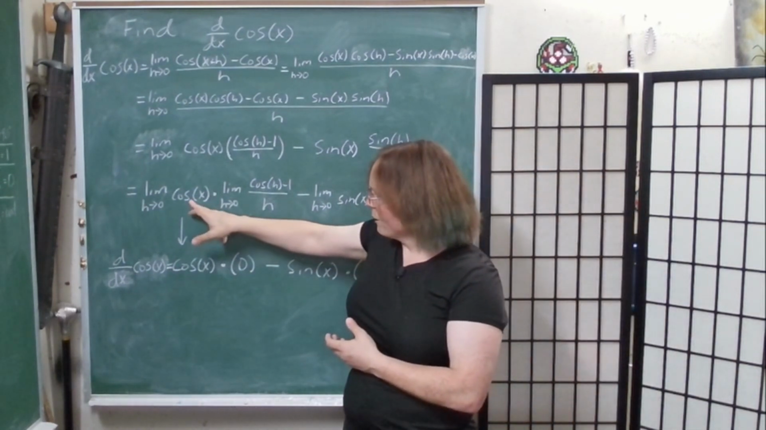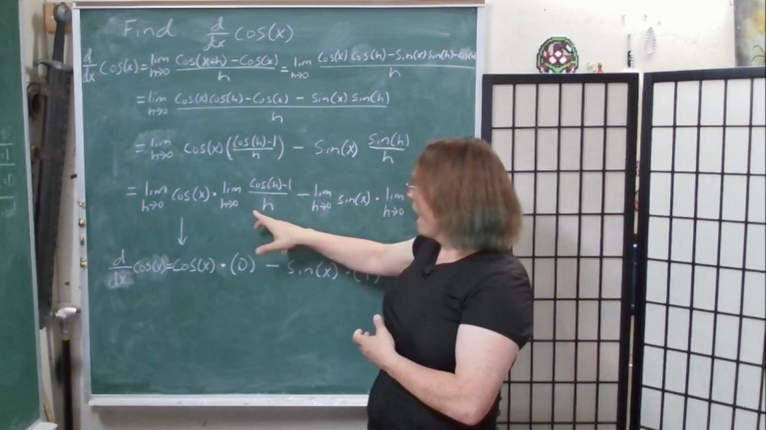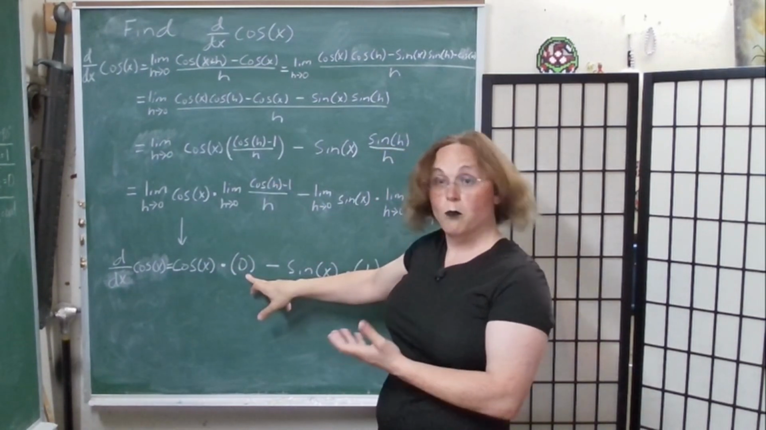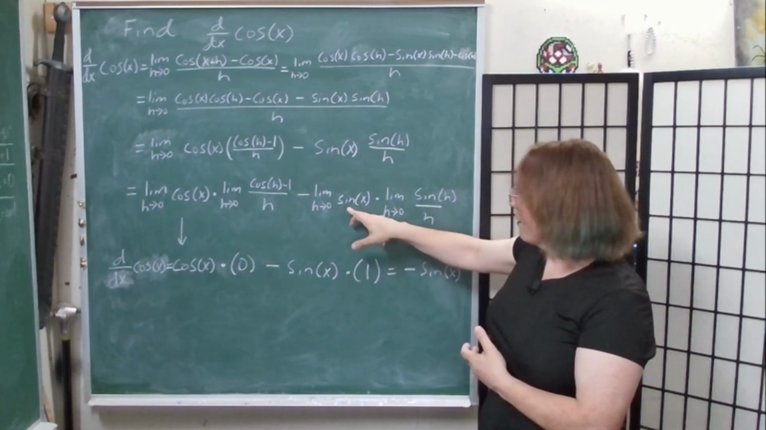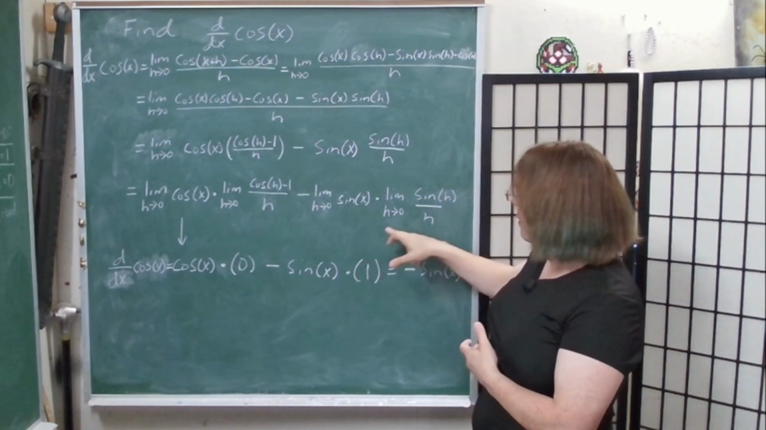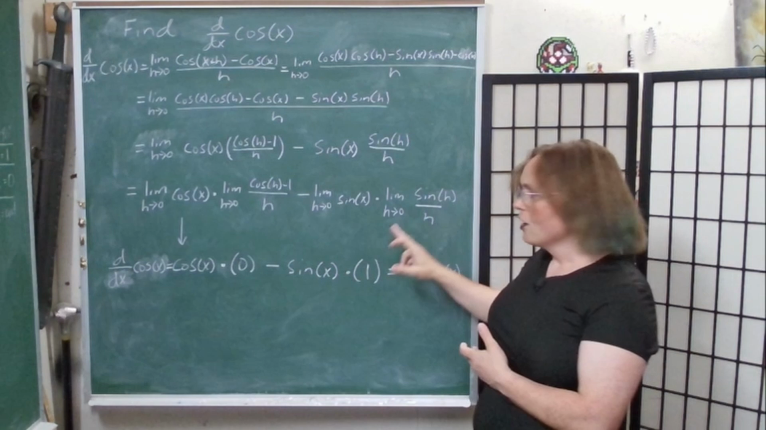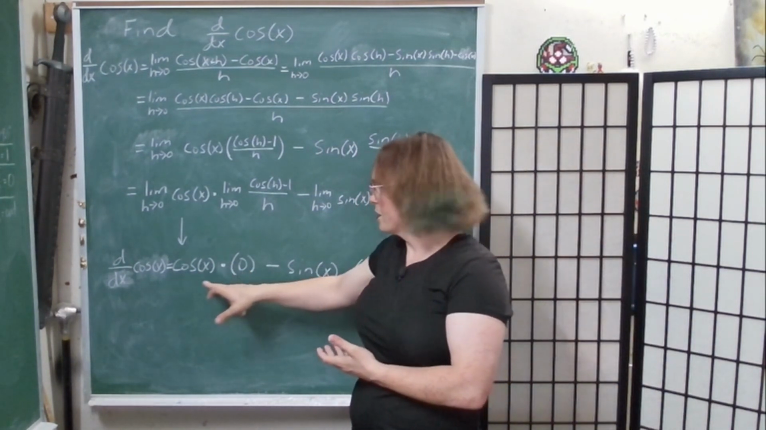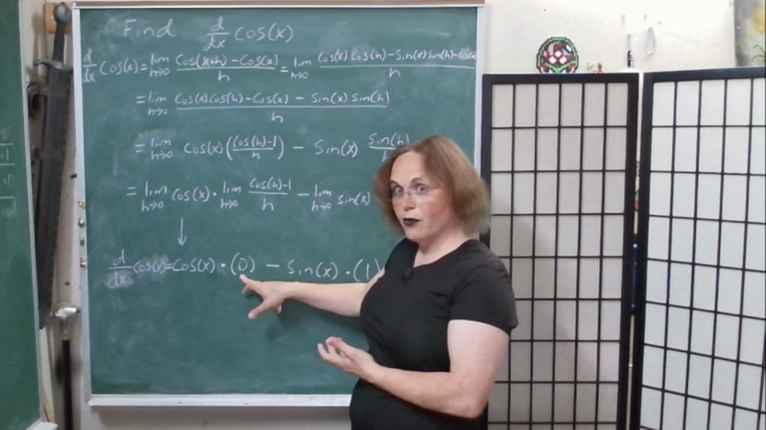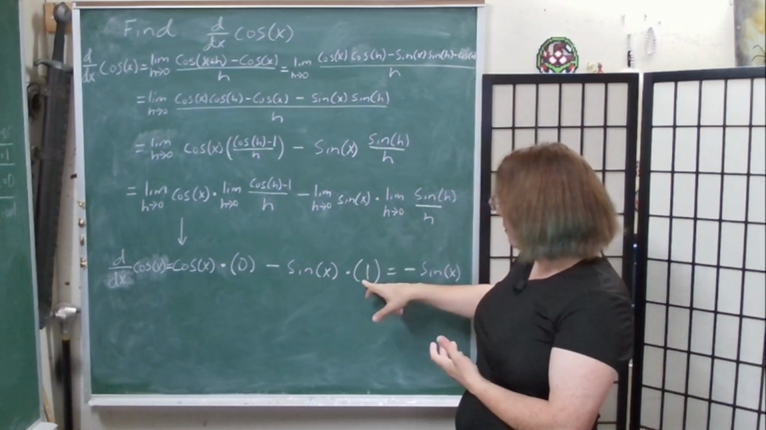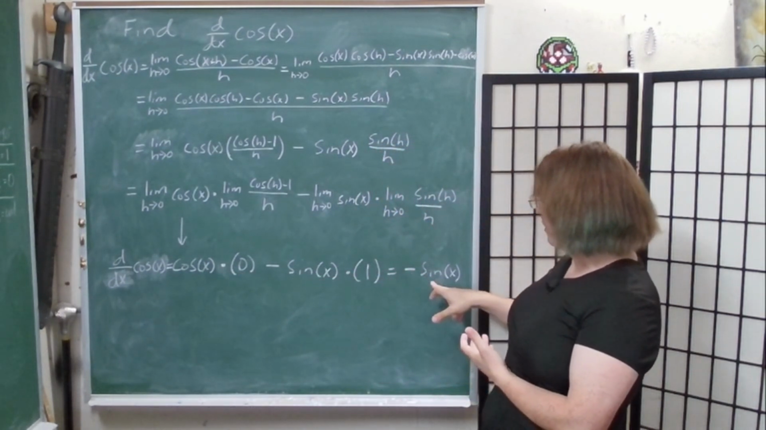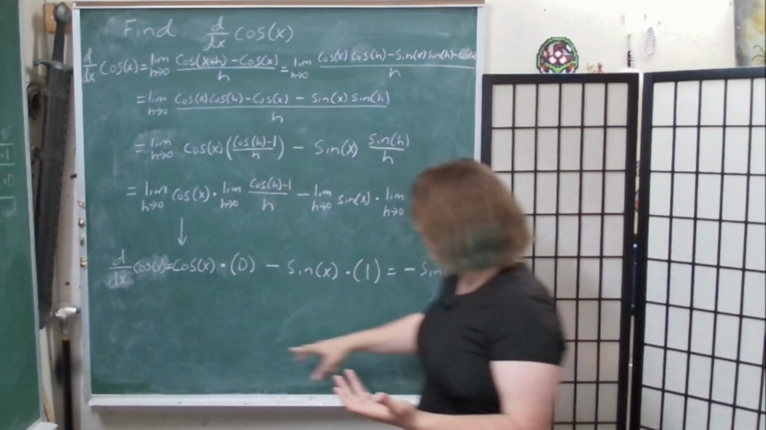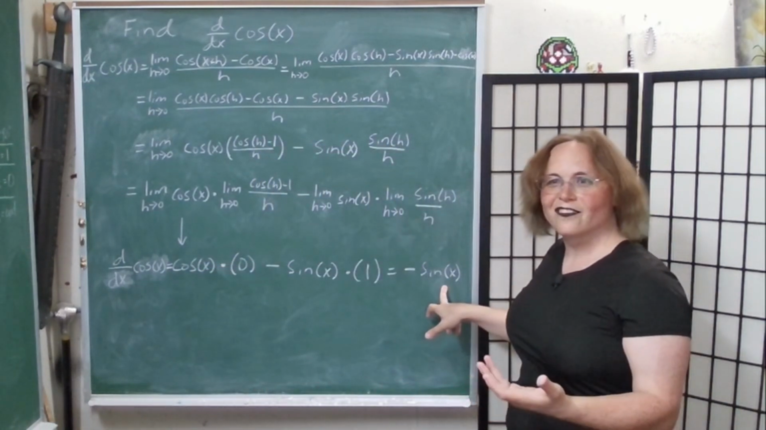And, well, we know that that's going to be the cosine of x. And we already figured out that this one was going to be 0 times 1, which is 0. And, well, that's going to be the sine of x. And we already figured out this one is 1. So, therefore, this becomes the cosine of x times 0, which is 0, minus the sine of x times 1, which is the negative sine of x. So, therefore, the derivative of the cosine of x is the negative sine of x.